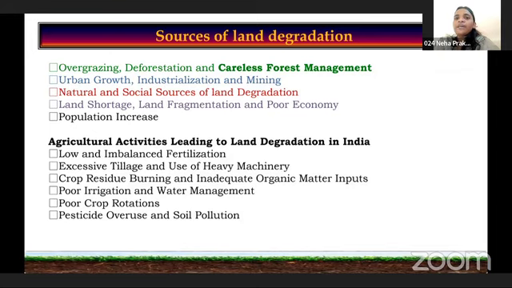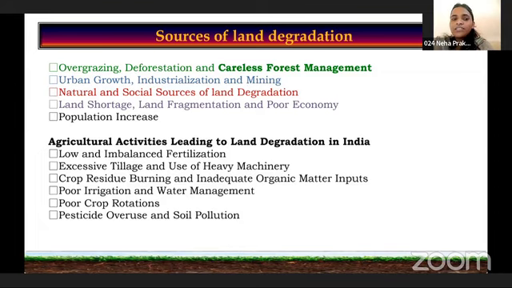Crop residue burning. As we see in the northern region of India, many farmers burn the crop residue in the field. Either they use the crop residue as manure, or they burn it, and they prefer burning the crop residue. This leads to inadequate organic matter and a decrease in soil organic carbon, and microorganisms also get hampered due to the crop residue burning.